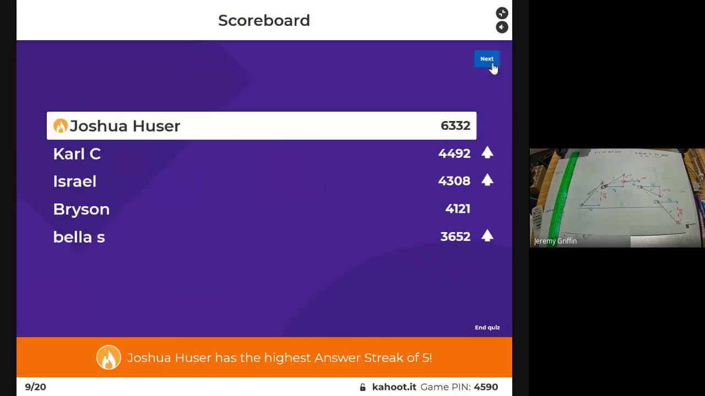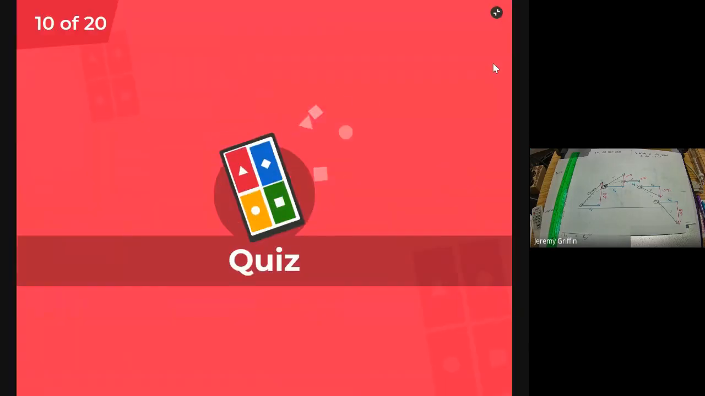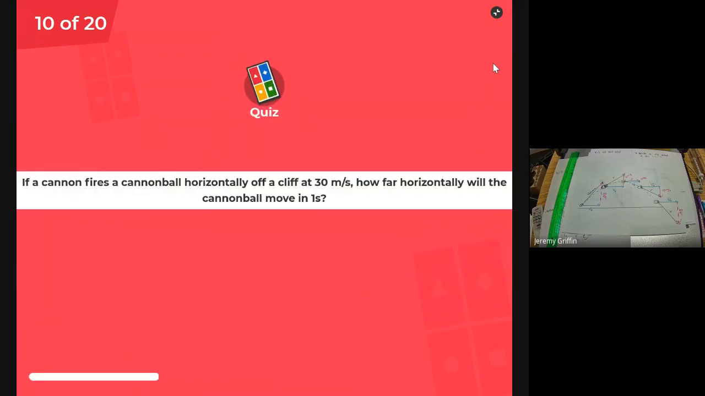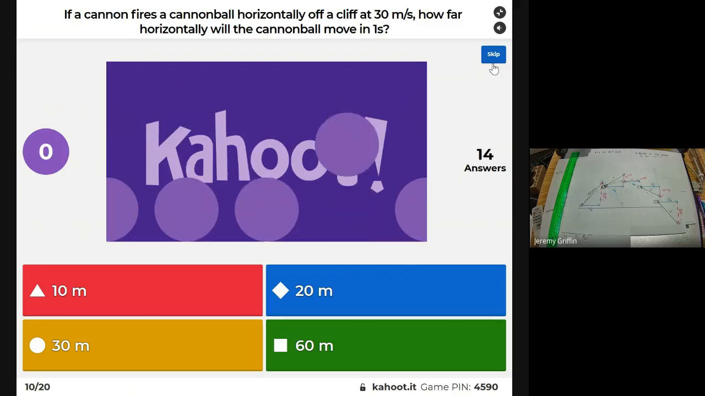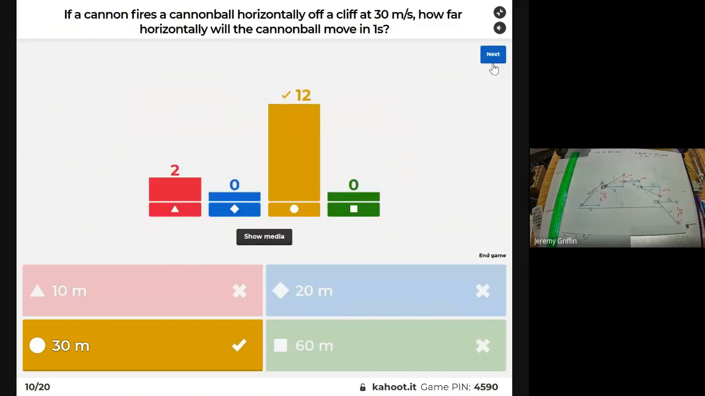Points. Joshua still on fire. Carl moving up. Israel, Bryson, Bella. If a cannon fires a cannonball horizontally off a cliff at 30 meters per second, then how far horizontally will the cannonball move in 1 second? Yeah, 30 meters, right? Because horizontally it's been moving 30 meters per second.